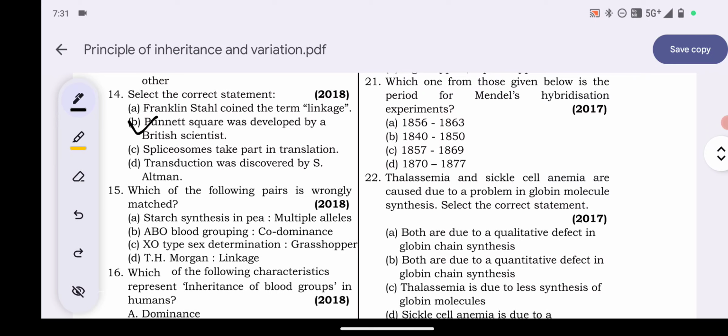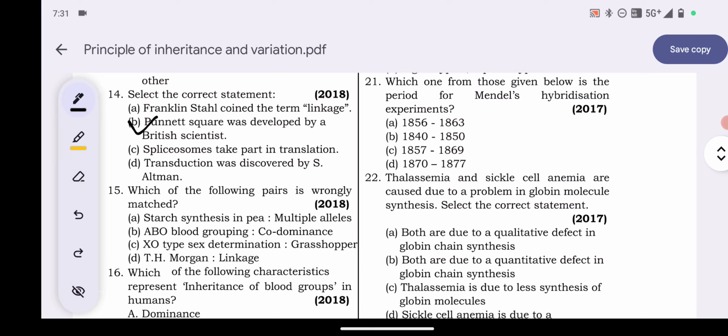Question number 16. Which of the following characteristics represent inheritance of blood group in humans? Dominance, codominance, multiple alleles, incomplete dominance, polygenic inheritance. So here, which characteristics represent the inheritance of blood group? Now options A, B and C.